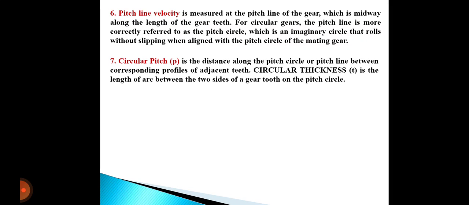Now, circular pitch. The circular pitch, also known as P, is the distance along the pitch circle or the pitch line between corresponding profiles of adjacent teeth. Circular thickness is the length of arc between the two sides of a gear tooth on the pitch circle. So, P equals pi d by T, where P is the circular pitch, d is the pitch diameter and T is the number of teeth.